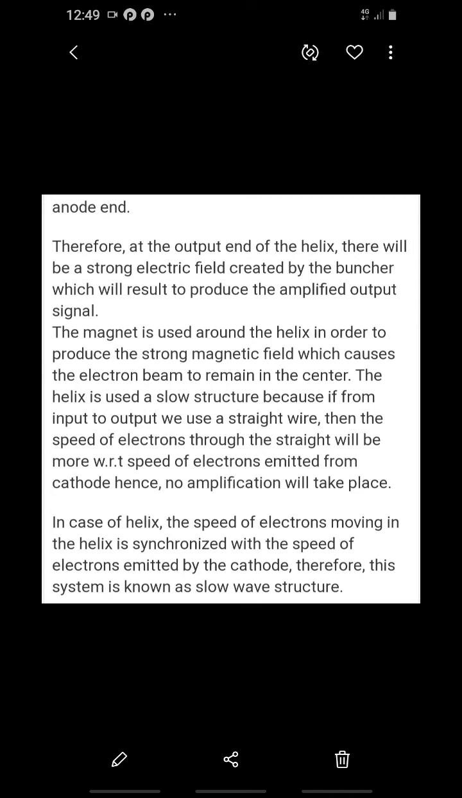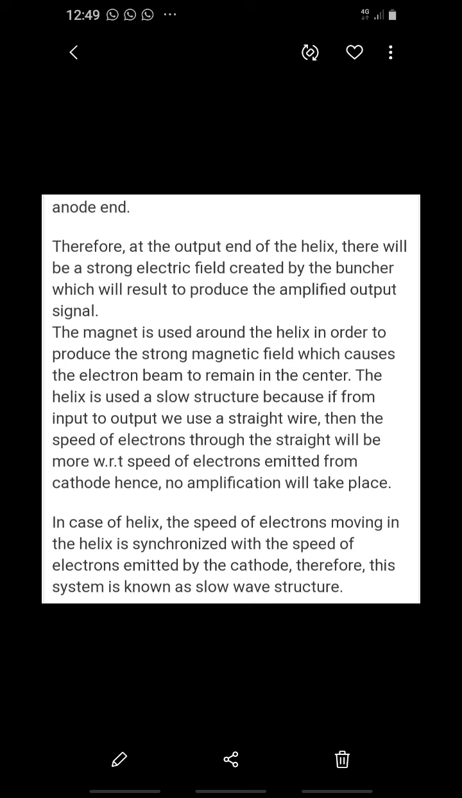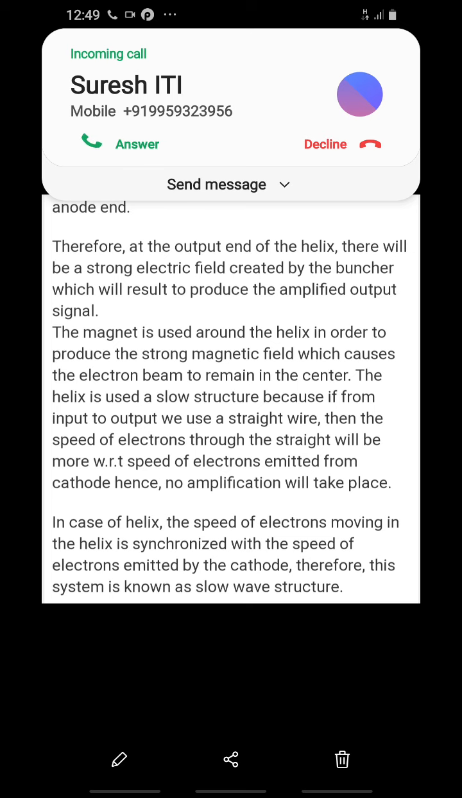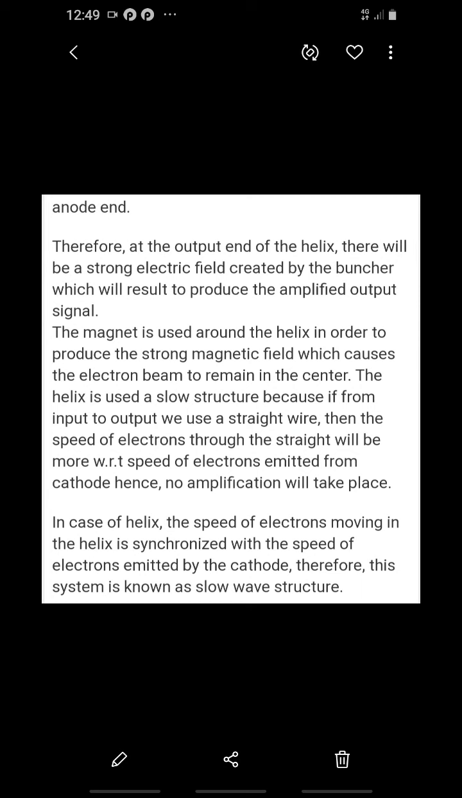The magnet is used around the helix in order to produce a strong magnetic field, which causes the electron beam to remain in the center.